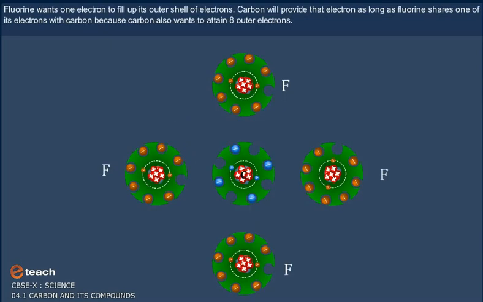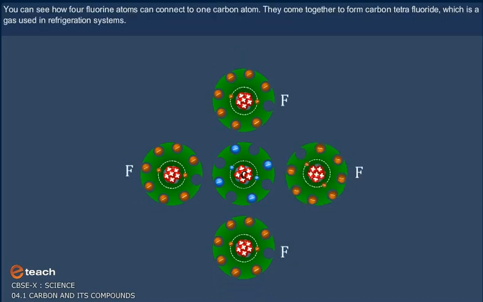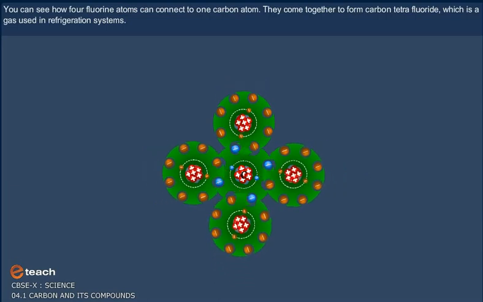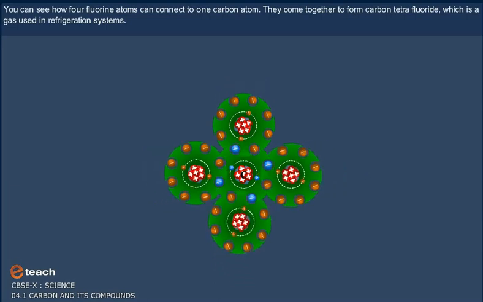Fluorine wants one electron to fill up its outermost shell of electrons. Carbon will provide that electron as long as fluorine shares one of its electrons with carbon, because carbon also wants to attain the 8 outer electrons. You can see how 4 fluorine atoms can connect to one carbon atom. They come together to form carbon tetrafluoride, which is a gas used in refrigeration systems.